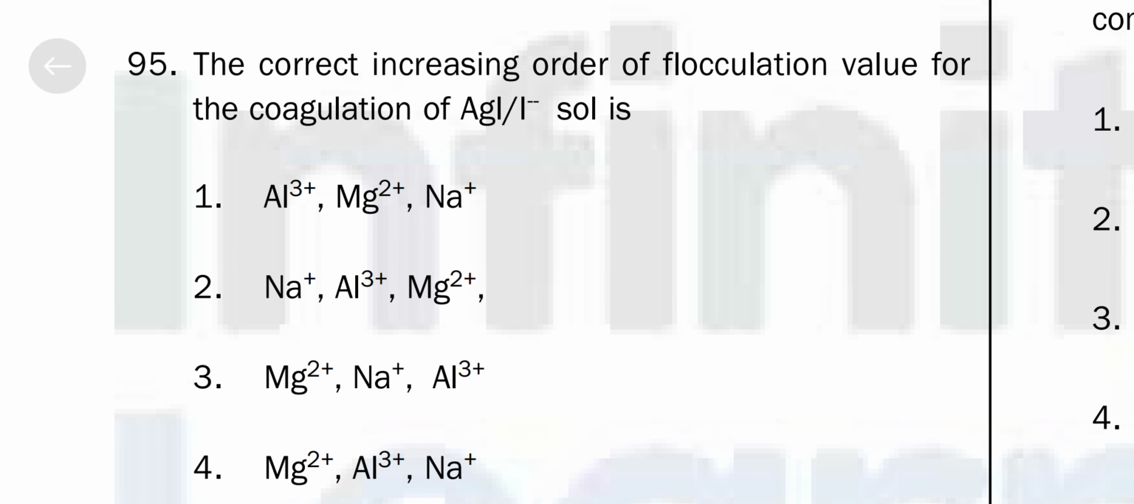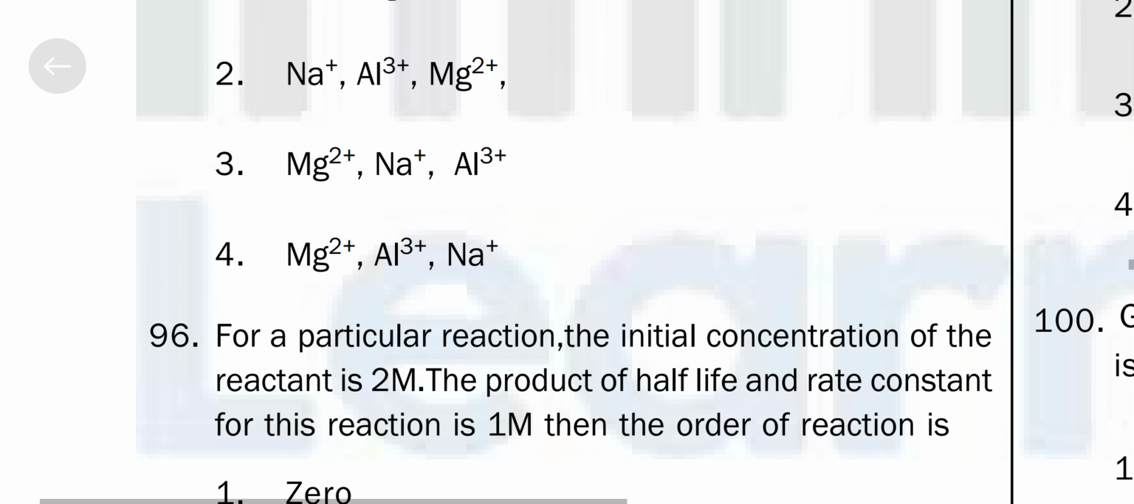The correct increasing order of flocculation value for the coagulation of AgI. If the flocculation value is more, the flocculation power is less. Flocculation power is directly proportional to charge. So Al plus 3 is strong in coagulating, meaning flocculation power is more and flocculation value will be minimum for Al plus 3. So flocculation value is maximum for sodium plus, option 1. Don't confuse: flocculation value more means flocculation power is less.